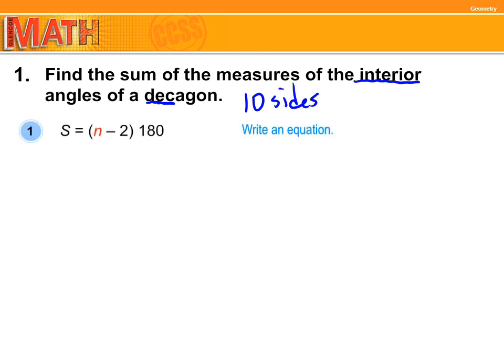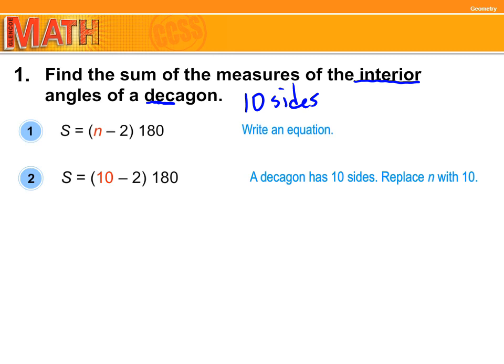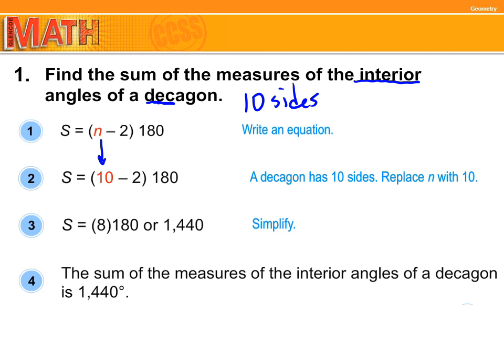So our first step, we're going to write the equation. S equals n minus 2 times 180. And like I mentioned, a decagon has 10 sides, so we're going to replace n with 10. So 10 minus 2 is 8. We're going to multiply that times 180. 8 times 180 is 1,440. So the sum of the measures of the interior angles of a decagon is 1,440 degrees. Again, that's the sum. We're adding all the interior angles without using a protractor.